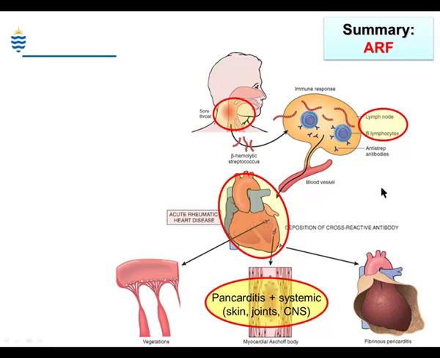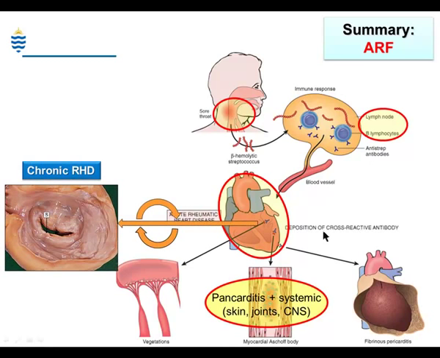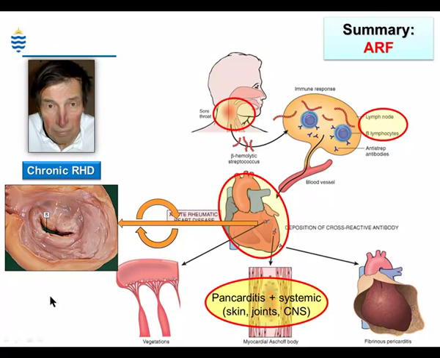acute inflammation. Then recurrent inflammation due to unknown reasons only occurs in the endocardium, leading to chronic rheumatic heart disease, scarring of the valves, commonest mitral because of high pressure, and other valves with lesser frequency, and the mitral phases, mitral stenosis.